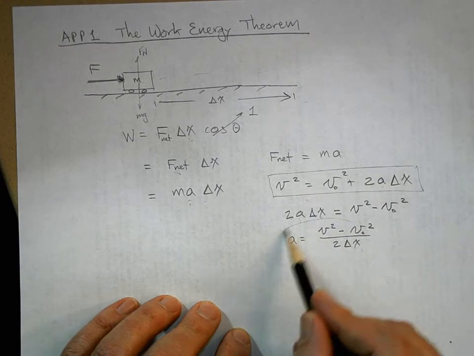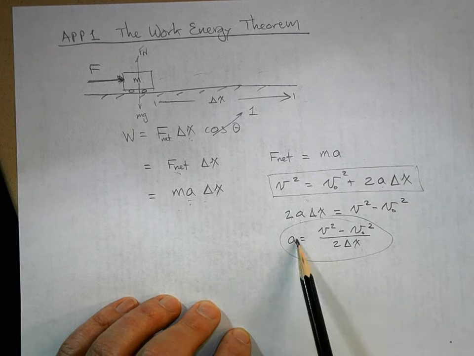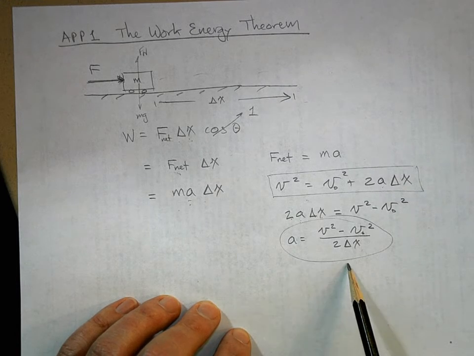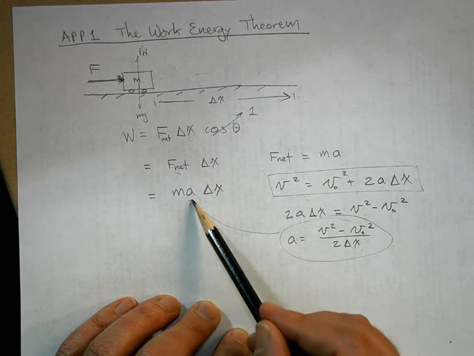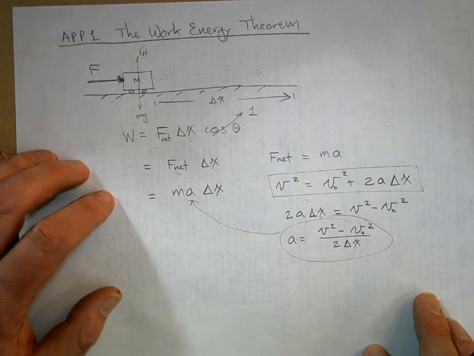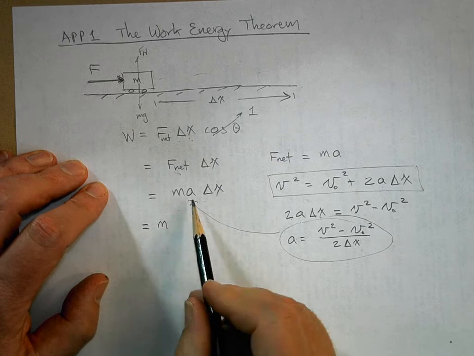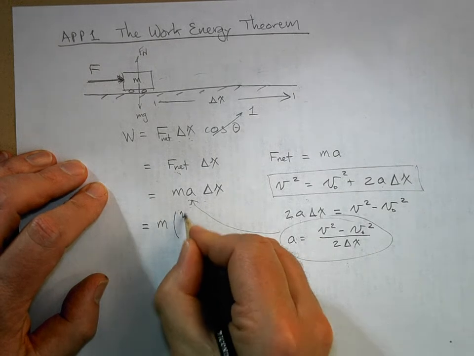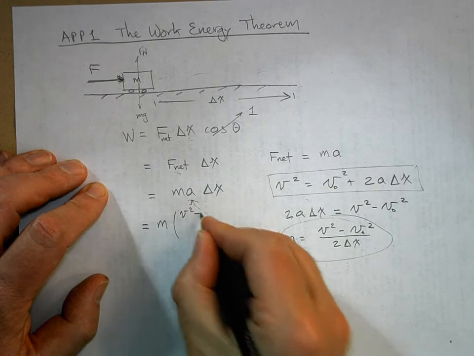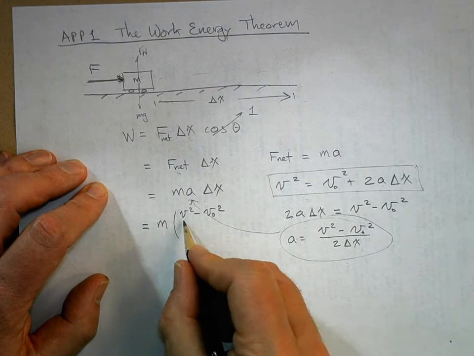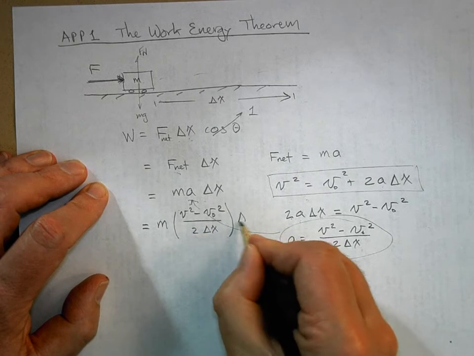Now I've got an expression for, no peeking, I said. Now I've got an expression for the acceleration in terms of velocity. Now let's see what happens when I substitute it in there. Do this yourself. Pay no attention. So this is mass times acceleration. Oh, but acceleration is v squared minus v naught squared over 2 times delta x, times delta x.